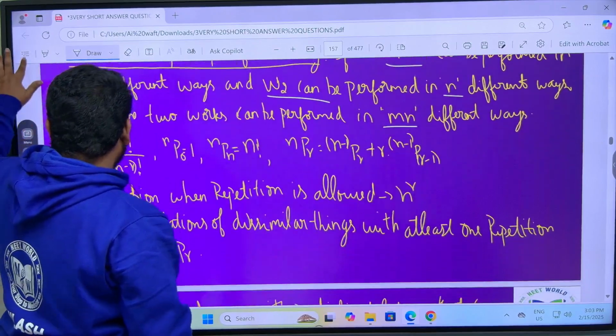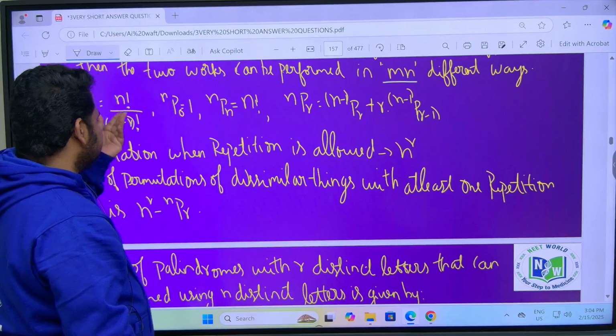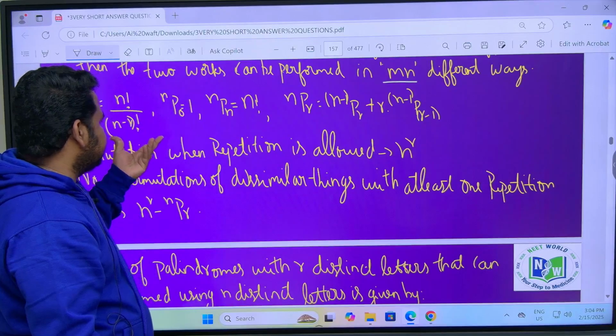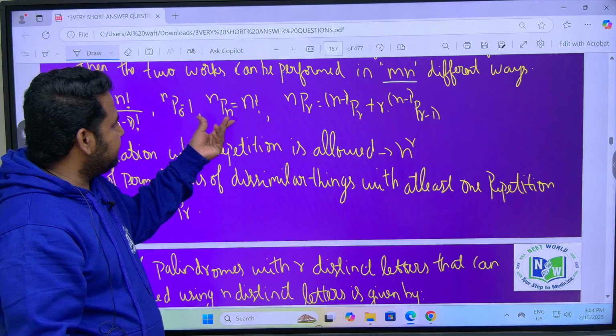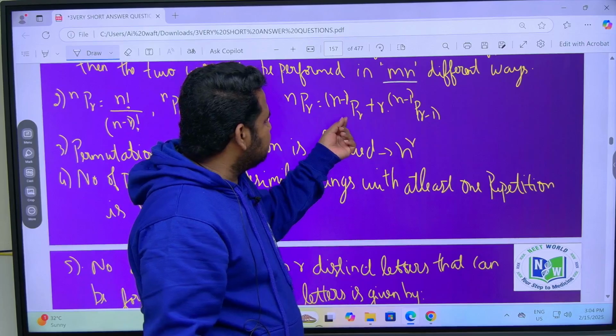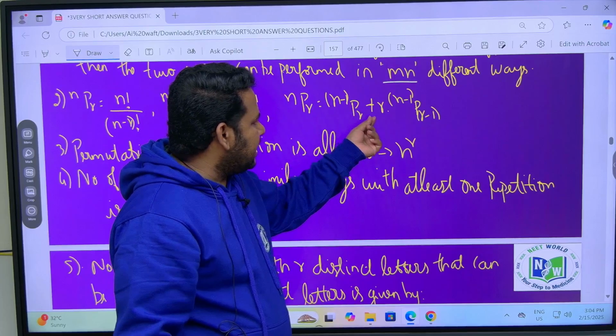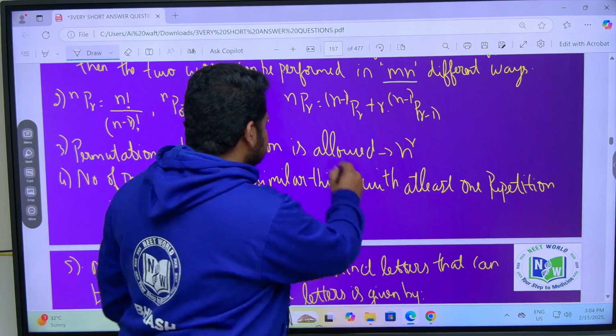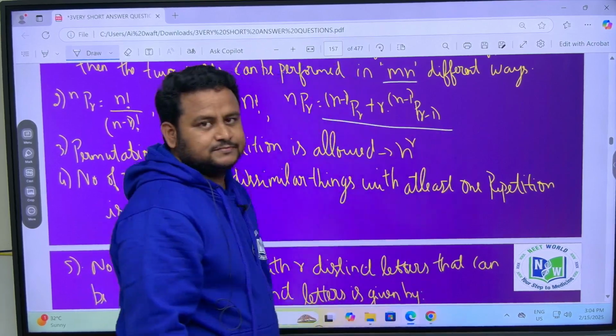Next, this is the formula of nPr, that is n factorial by (n minus r) factorial. nP0 is equal to 1, nPn is equal to n factorial. nPr can also be written as (n minus 1)Pr plus r into (n minus 1)P(r minus 1). This is a very important result. You have to remember this, friends.